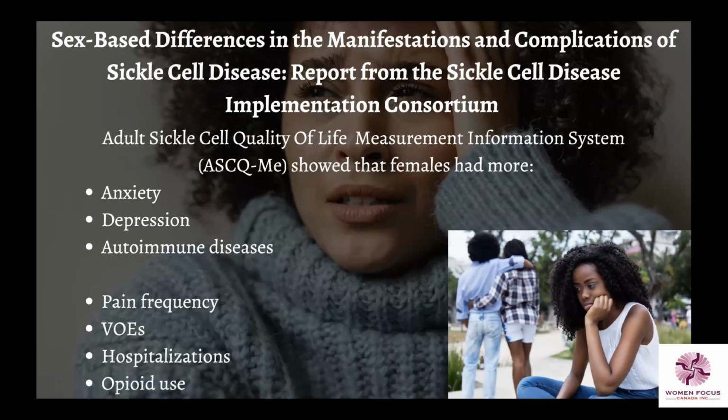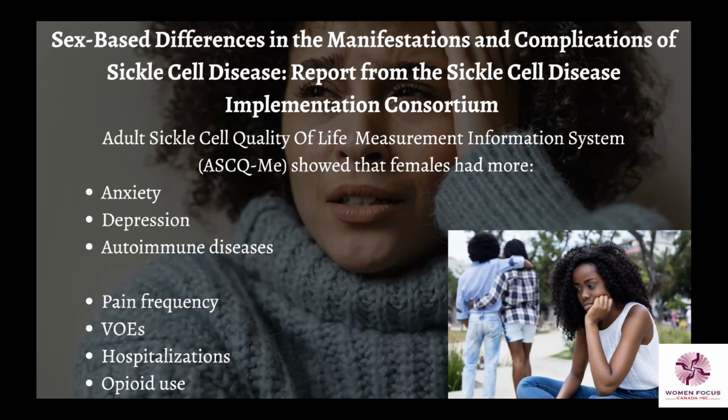Sex-based differences in manifestations and complications of sickle cell disease. This report comes from the Sickle Cell Disease Implementation Consortium, and they used the sickle cell quality of life measurement information system. This particular tool is specific to sickle cell. It showed that females had more anxiety, more depression, more autoimmune diseases. This one did show more pain frequency.